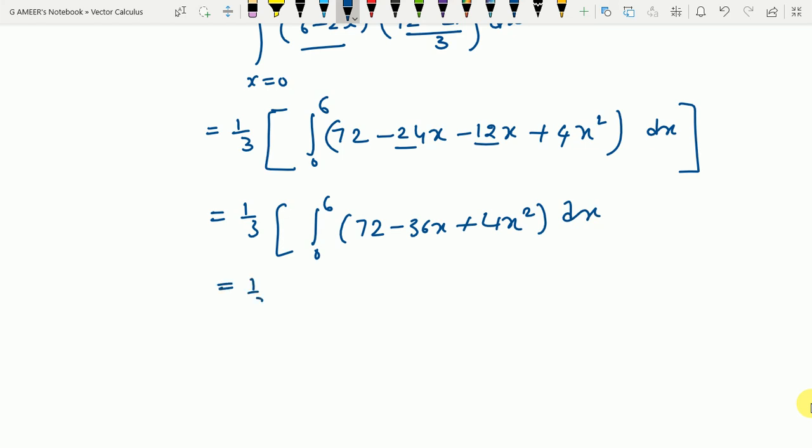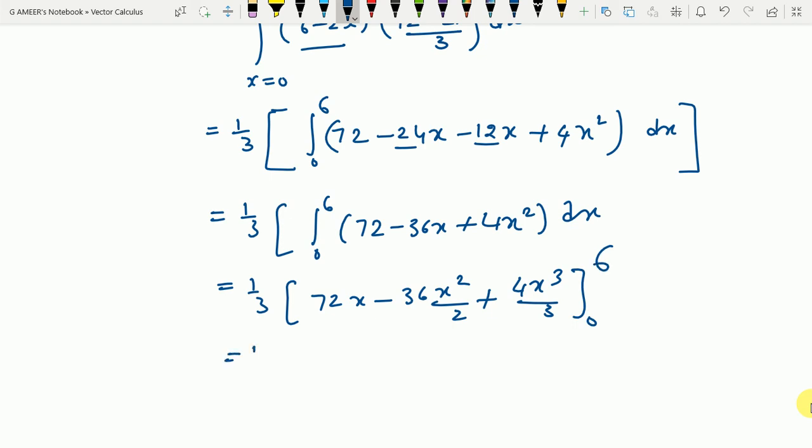Now when I integrate, it will be 72x minus 36x square by 2 plus 4x cube by 3, with lower limit 0 and upper limit 6. So 1/3 into 72 into 6. 72 into 6, I'll get 432, minus 18 into 36. 18 into 36, I'll get 648. Here I'll get 6 cube, that is 216 into 4 divided by 3, I'll get 288.